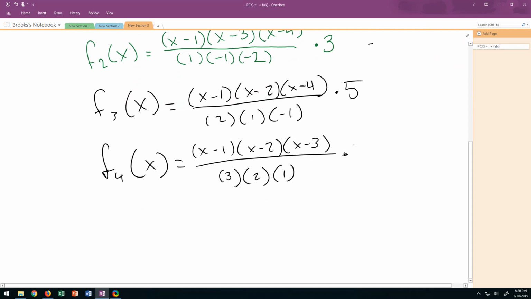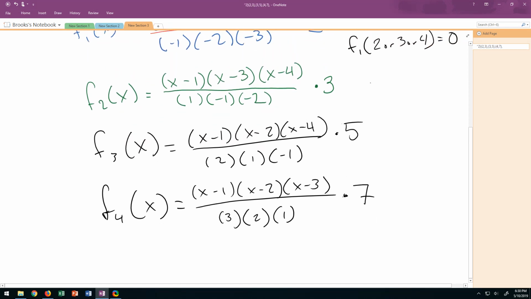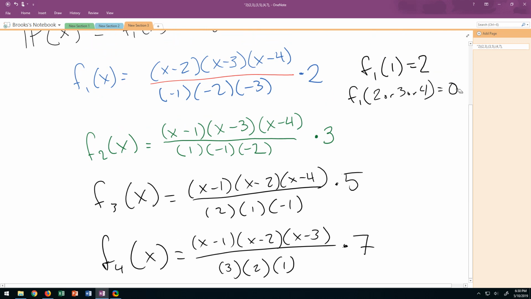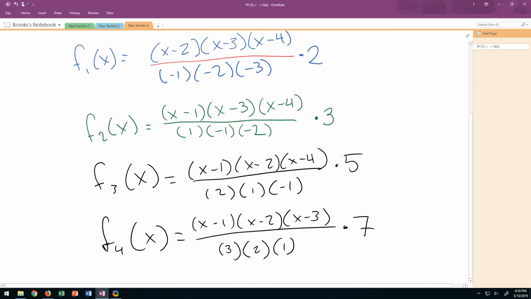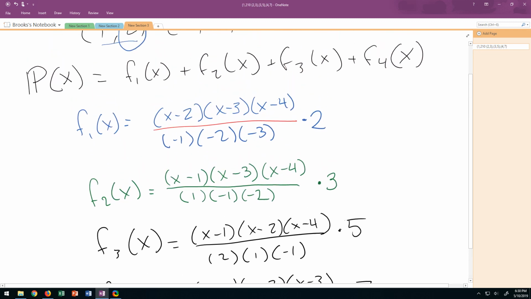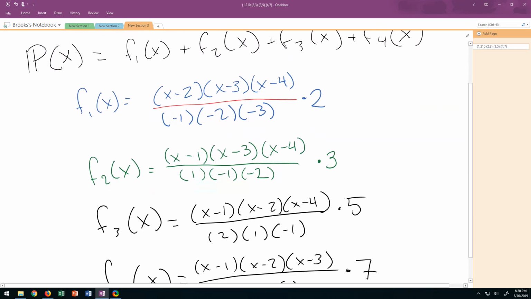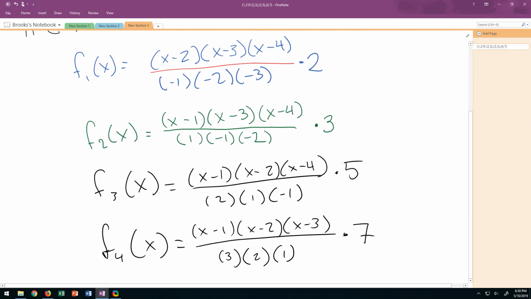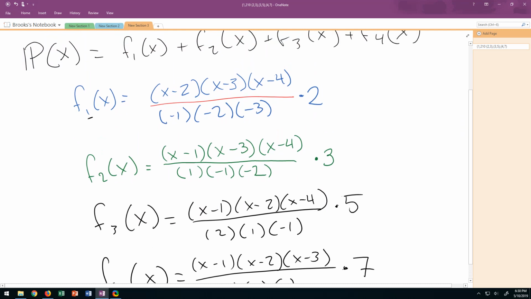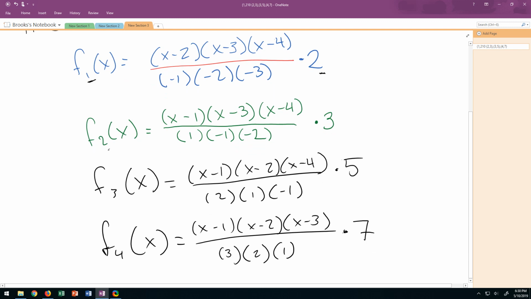And this guy's going to be the fourth prime, so 7. And in fact, I could keep going. What's stopping me from keeping going? I would have to alter these guys a bit, so I won't keep going. But I've just created 4 polynomials that have zeros at all the integers that I care about, 1, 2, 3, and 4, except for this one passes through 2. This one, when evaluated at 2, passes through 3. This one, when evaluated at 3, passes through 5. And this one, when evaluated at 4, passes through 7.